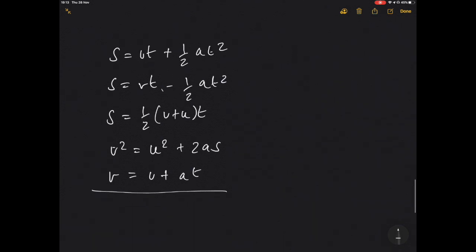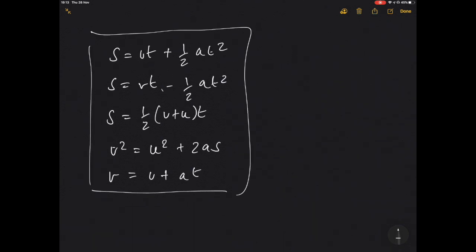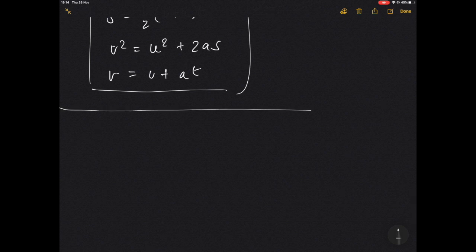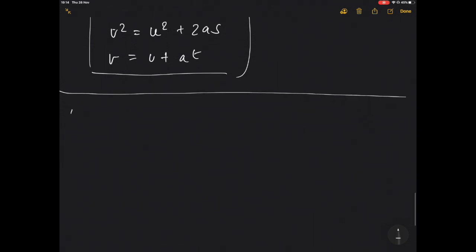So these are all of our equations of motion. You could derive these, but don't worry, these will be in the formula sheet on the exam paper. You can remember them. Often, once you've done them 10, 20, 100 times, you will remember them. So let's actually find out what they're for. Let's do an example. So let's start with question A here.